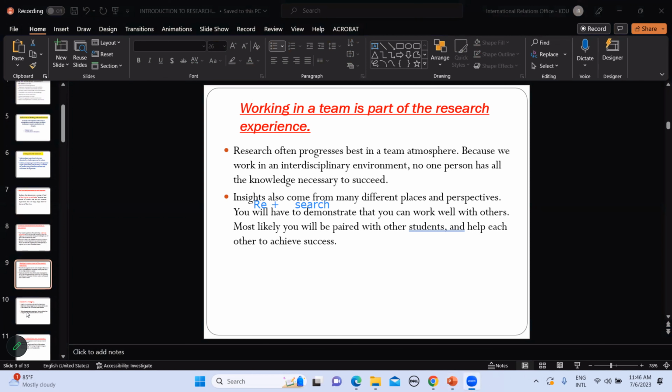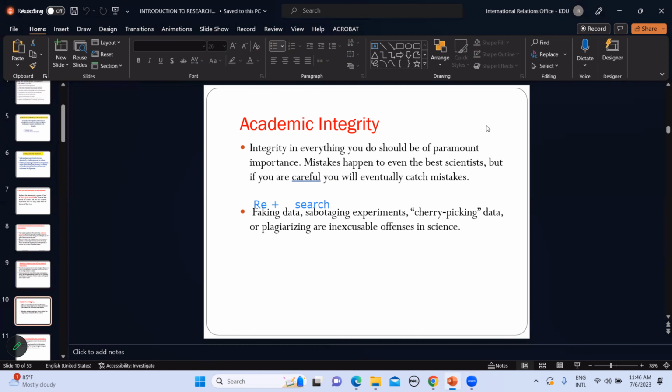Students, academic integrity. That is what I want to tell you. When you do research, you cannot copy somebody else's research and present it. You will be caught. You know why? You have a viva presentation. So you should have integrity. You should not copy. Faking the data, you cannot change the data. You can't sabotage the experiments. Cherry picking data, you understand?